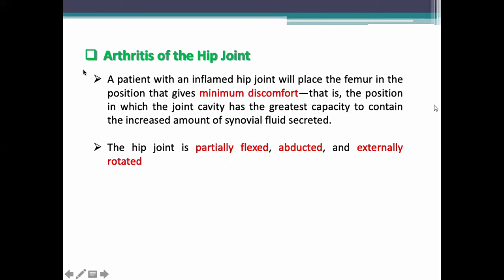Another condition of the hip joint is arthritis. A patient with an inflamed hip joint will place the femur in the position that gives minimum discomfort. That is the position in which the joint cavity has the greatest capacity to contain the increased amount of synovial fluid secreted. So this is the position with minimum discomfort. The hip joint is partially flexed, abducted, and externally rotated.